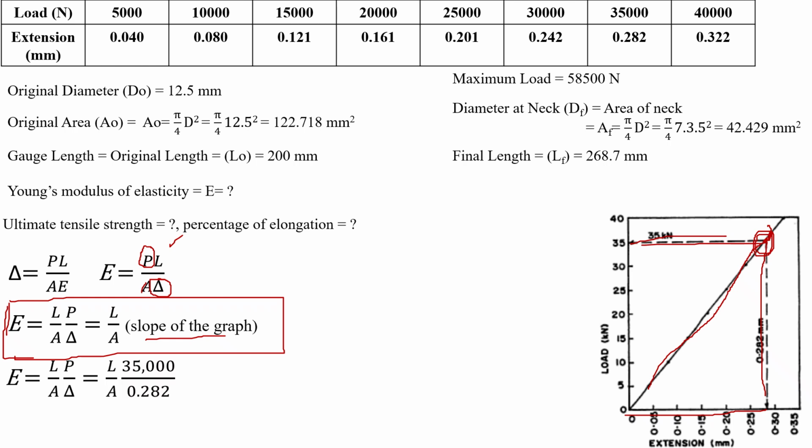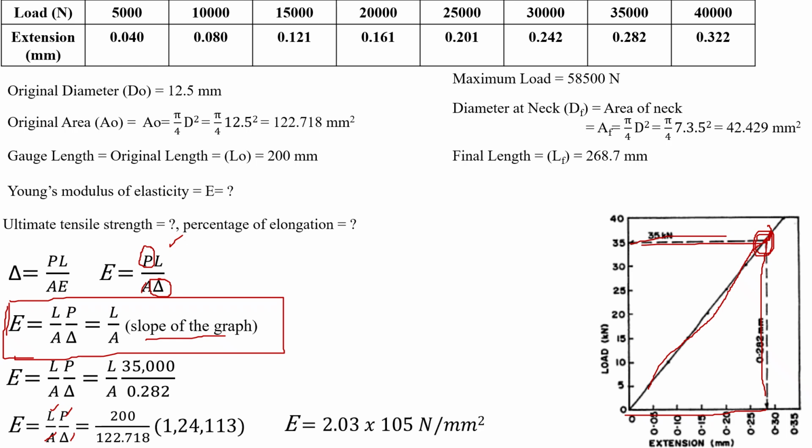L we know and the cross sectional area we also know. Substitute the L value, initial length 200, and the original area, 122.718. So here we know L, A, P and delta. Then substituting all the values in the E equation, we get the Young's modulus value as 2.03 into 10 to the power of 5 Newton per mm square.